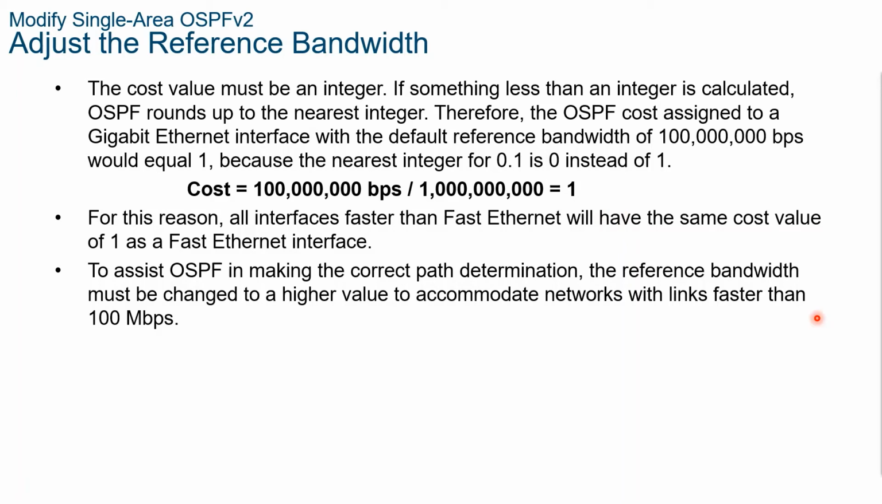Okay, so adjusting the reference bandwidth. The cost value must be an integer. If something less than an integer is calculated, OSPF rounds up to the nearest integer. Therefore, the OSPF cost assigned to the Gigabit Ethernet interface with a default reference bandwidth of 10^8 bps would equal 1, because the nearest integer for 0.1 is 1 instead of 0. So cost is 10^8 divided by the bandwidth, which equals 1. For this reason, all interfaces faster than Fast Ethernet will have the same cost value of 1 as a Fast Ethernet interface. To assist OSPF in making the correct path determination, the reference bandwidth must be changed to a higher value to accommodate networks with links faster than 100 Mbps.